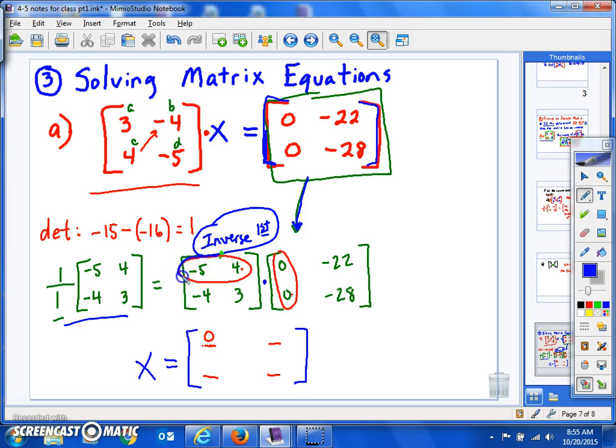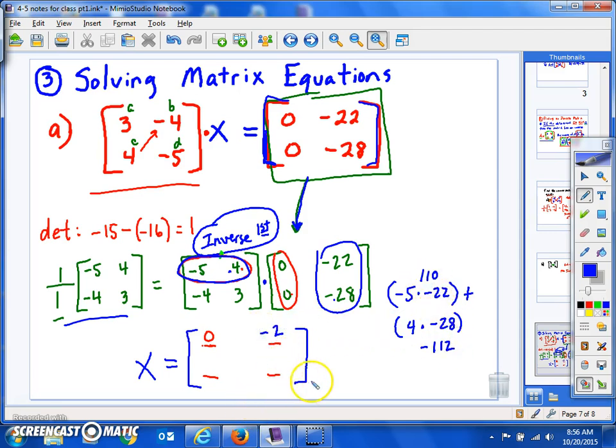So that's going to use, I'll just emphasize it this way, here's row 1, and here's column 2. So we do -5 times -22 plus 4 times -28. Okay, simplify this. -5 times -22 is 110, and 4 times -28 is -112. You add those two together and you get -2. All right, now let's go down to row 2, column 1.